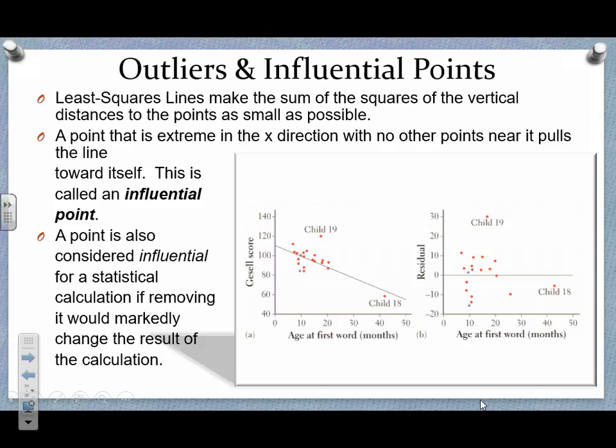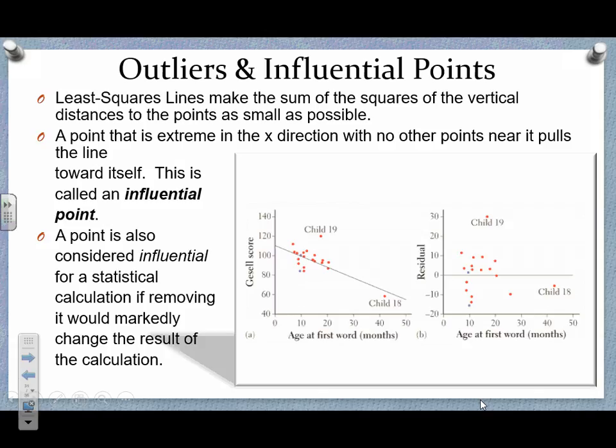Yeah, how old they were when they said their first word. All the other kids in the study were somewhere in the probably like 8 to 20 months range. This kid didn't speak their first word until they were 40 or 41 months old. So that's an unusual value. Okay? Now it just so happens that that point lies somewhat within the pattern of the original clump, right?